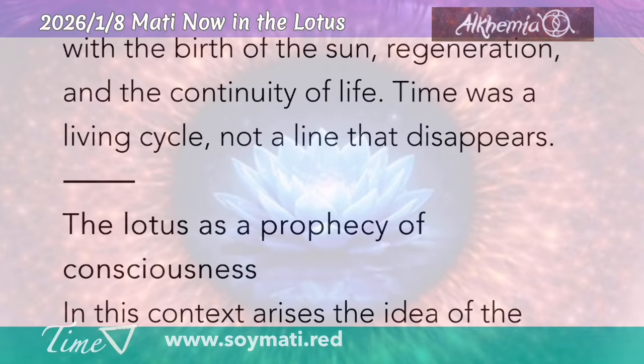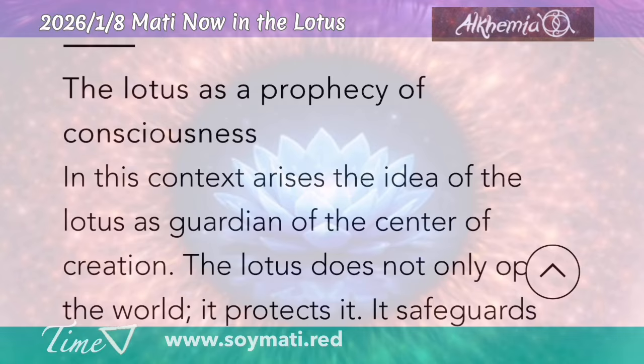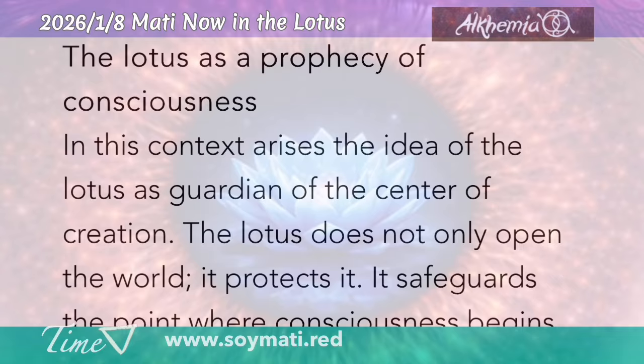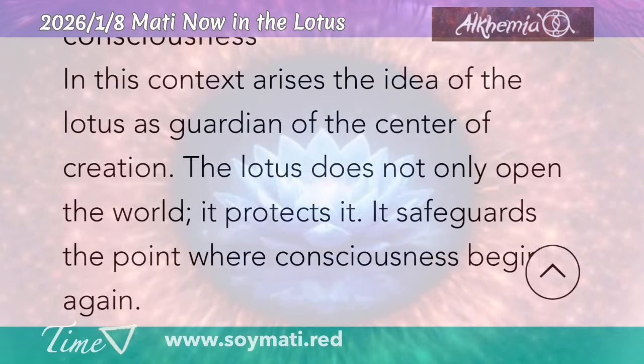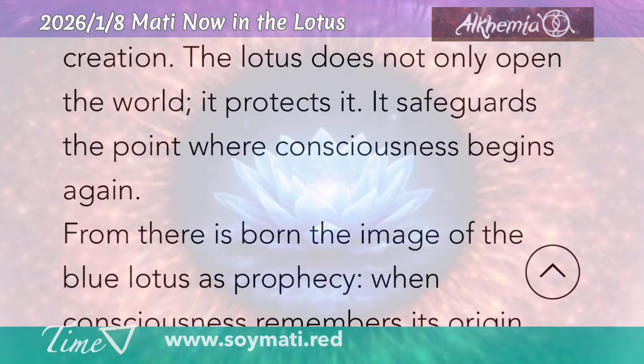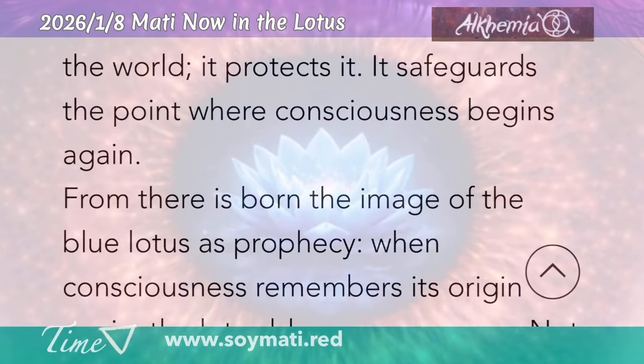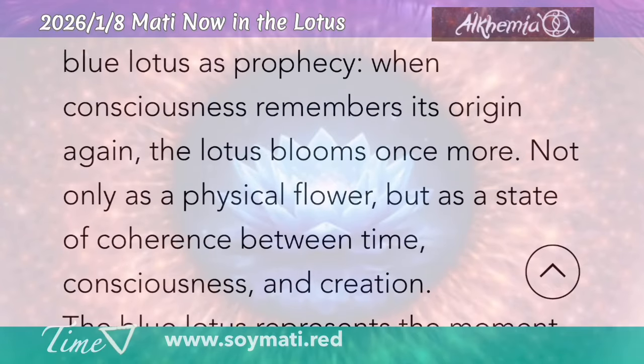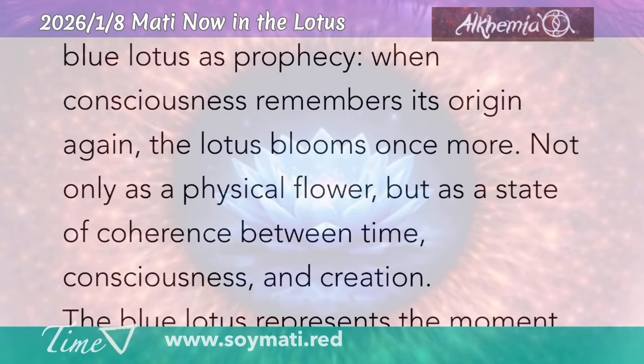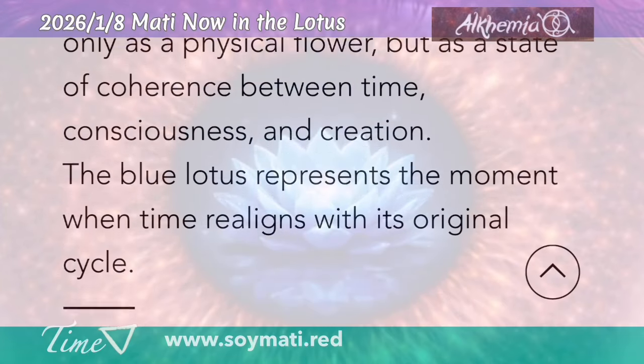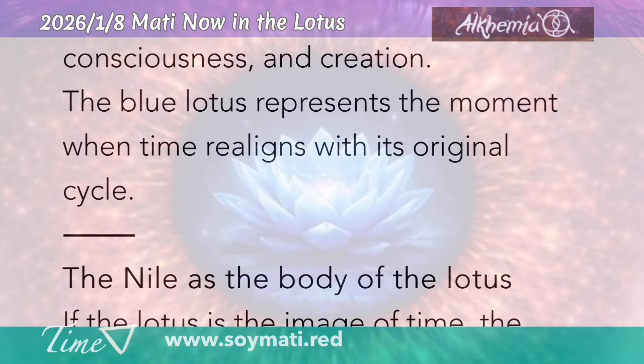The lotus as a prophecy of consciousness. In this context arises the idea of the lotus as guardian of the center of creation. The lotus does not only open the world, it protects it. It safeguards the point where consciousness begins again. From there is born the image of the blue lotus as prophecy. When consciousness remembers its origin again, the lotus blooms once more, not only as a physical flower, but as a state of coherence between time, consciousness, and creation. The blue lotus represents the moment when time realigns with its original cycle.